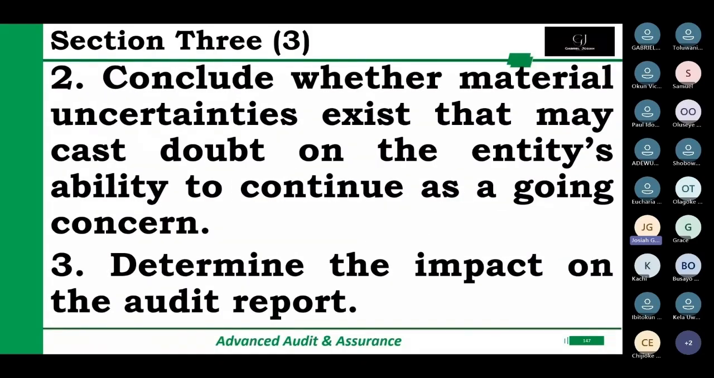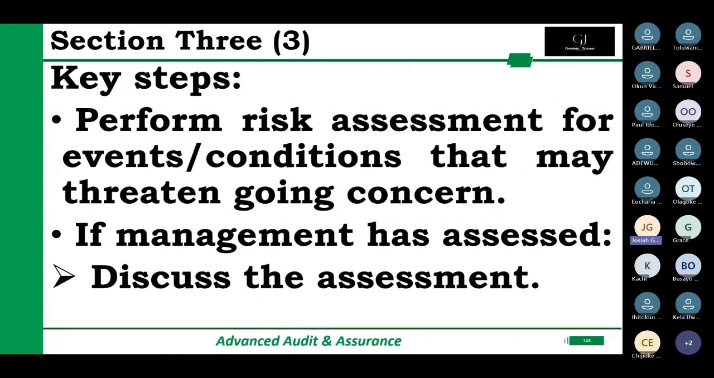I said determine the impact. He needs to determine the impact of those going concern uncertainties on the financial statements and on his report. So the key steps the auditor should perform is to perform risk assessment for events and conditions that may threaten the going concern status of the company. So risk assessment around the FS, the numbers, the components, like I spoke to a major component on net loss, continuous net loss, and revenue generation issues. And he also needs to perform steps.